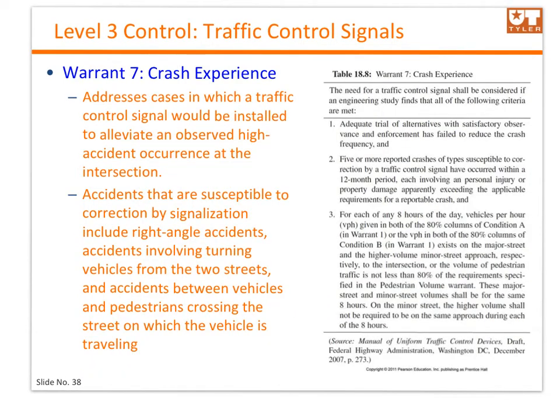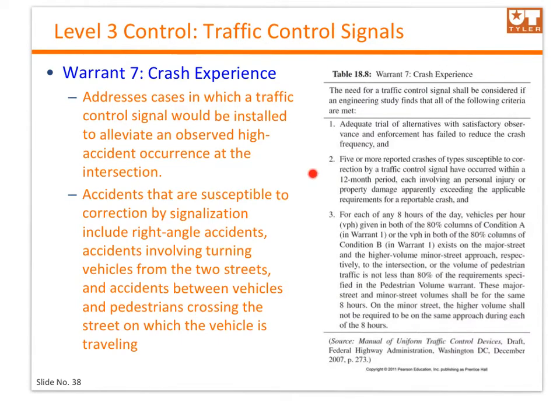Warrant 7 has to do with crash experience. This warrant tries to address cases in which a traffic control signal would be installed to alleviate an observed high accident occurrence at the intersection. Not any accident can be reduced by having a signal. Those accidents that are susceptible to correction by signalization include right-angle accidents, accidents involving turning vehicles from the two streets, and accidents between vehicles and pedestrians crossing the street on which the vehicle is traveling.